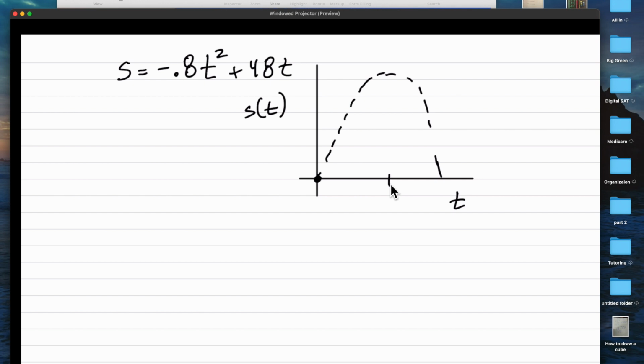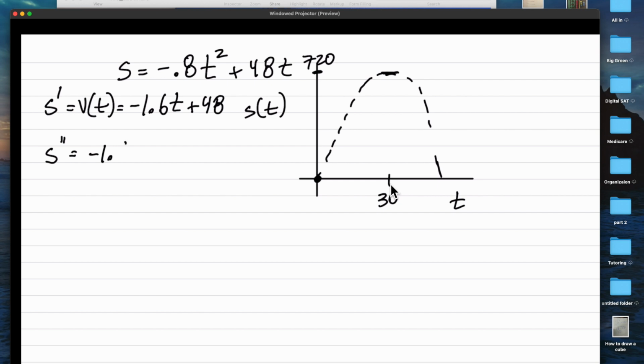When we do negative b over 2a, we're going to get x equals 30, or t equals 30, and if we do f of 30, we're going to find that this is going to be a height of 720. Okay, the next thing I want to do is immediately let's take s prime and s double prime. So s prime is going to be the velocity, and that is going to be negative 1.6t plus 48, and s double prime is going to equal negative 1.6.